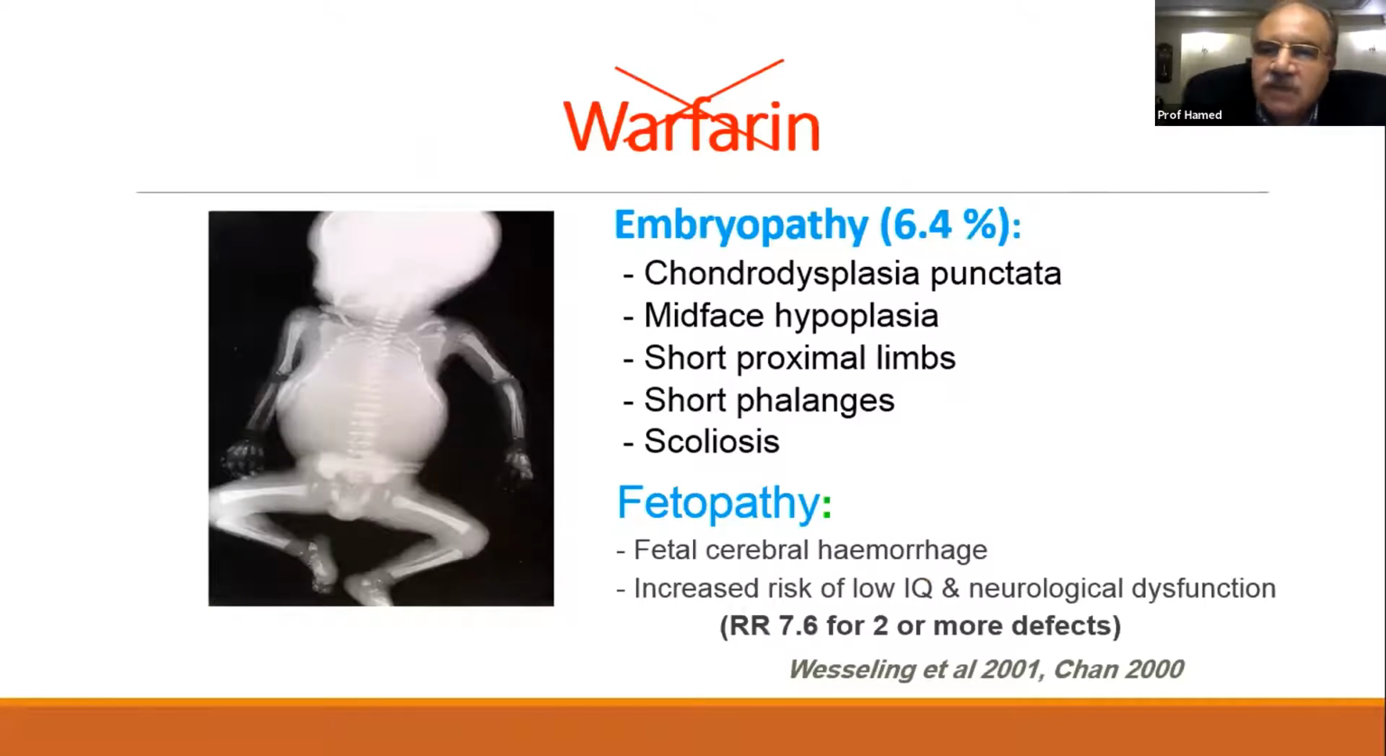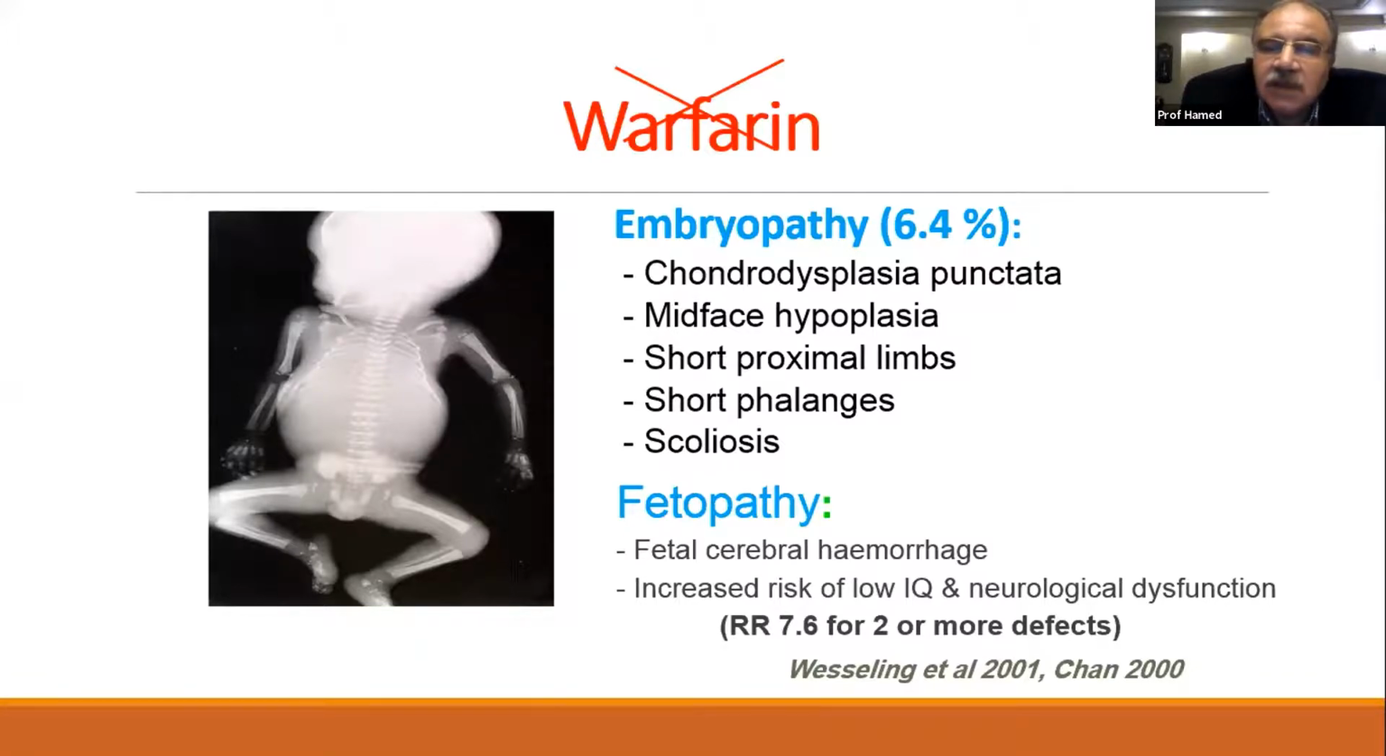Warfarin embryopathy occurs in about 6%, in which the baby will be liable to develop chondroplasia punctata, mid-face hypoplasia, short proximal limbs, short phalanges, and scoliosis. But with fetopathy, the baby will be more liable to develop fetal cerebral hemorrhage and low IQ later on. So you have to differentiate between warfarin embryopathy and warfarin fetopathy.